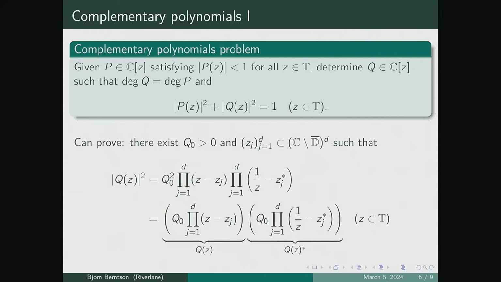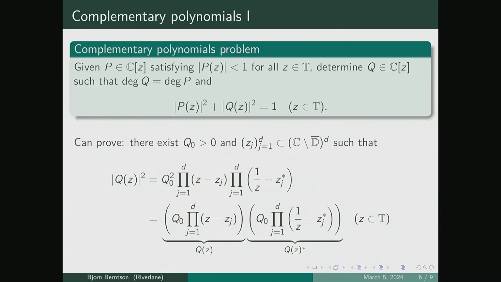This will allow us to solve it. So again, this is the complementary polynomials problem. The key step is given below. This also comes from an old complex analysis theorem called Fejér-Riesz. And what you can do with this is you can show that the modulus of q squared can be decomposed as follows. So it can be written as this product of two terms.